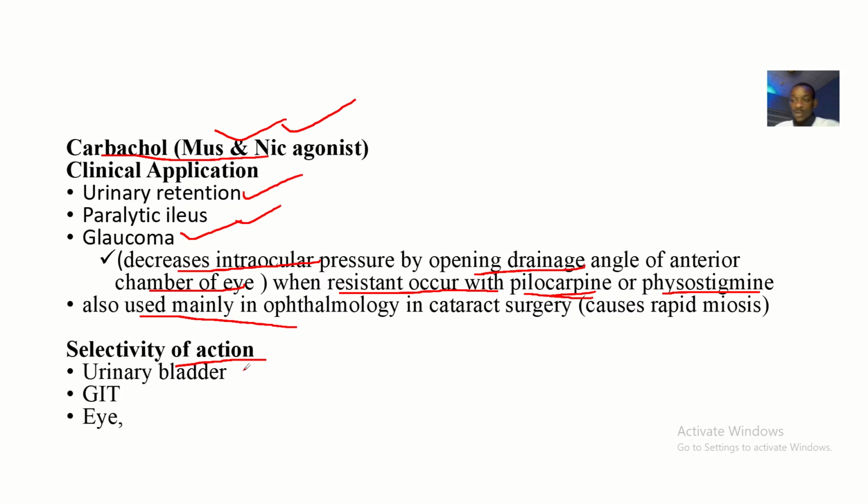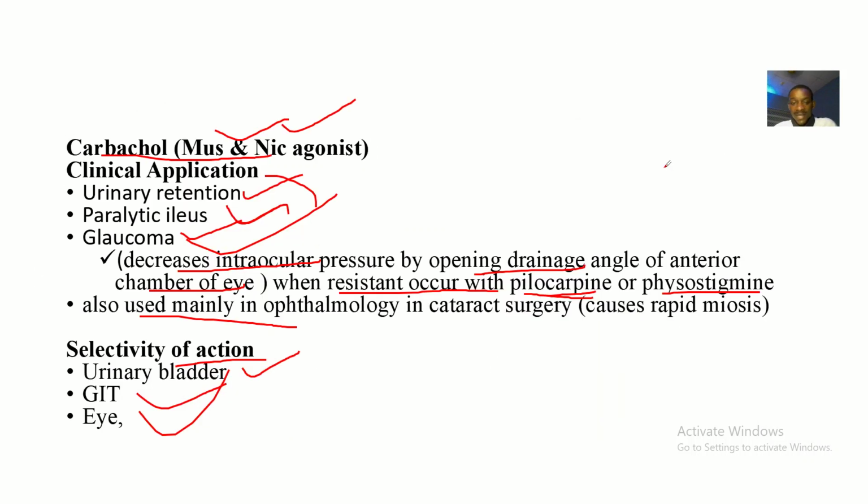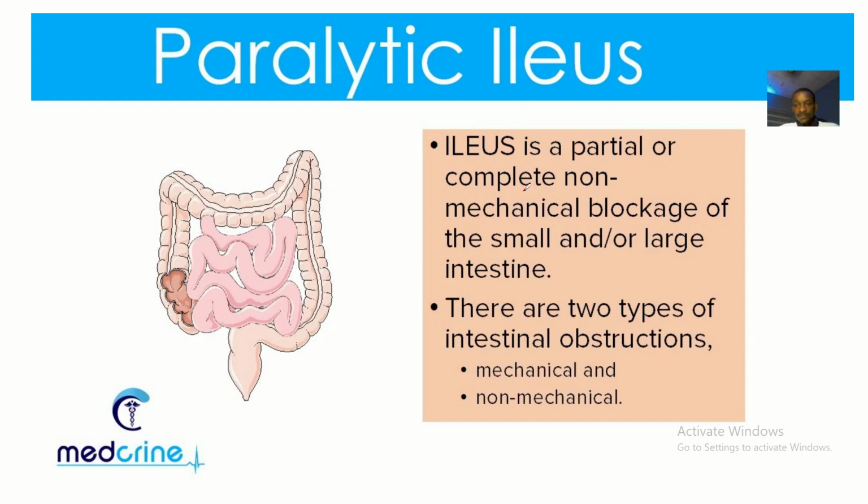So it has selectivity of activity for all its actions. It acts only on the urinary bladder in treating urinary retention. It acts on the gastrointestinal tract in paralytic ileus, and acts on the eye in the treatment of glaucoma. So this is glaucoma, pressure in the eye, and we want to decrease the pressure. What is the mechanism of action? To open the drainage angle of the anterior chamber of the eye. And in paralytic ileus, we say that paralytic ileus is a partial or complete non-mechanical blockage of the small or large intestine.